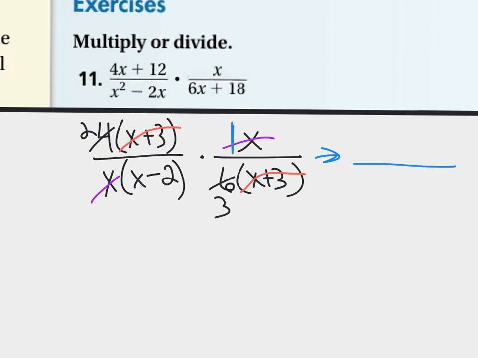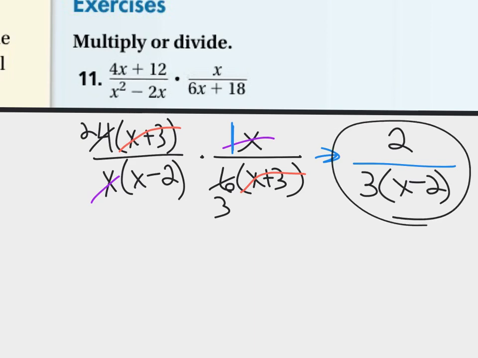So that would be 2 over 3 times the quantity x minus 2. And we can just leave it at that point. If you wanted to distribute in the denominator, you can, but it's really no advantage for us doing that, so probably just leave it just like that.